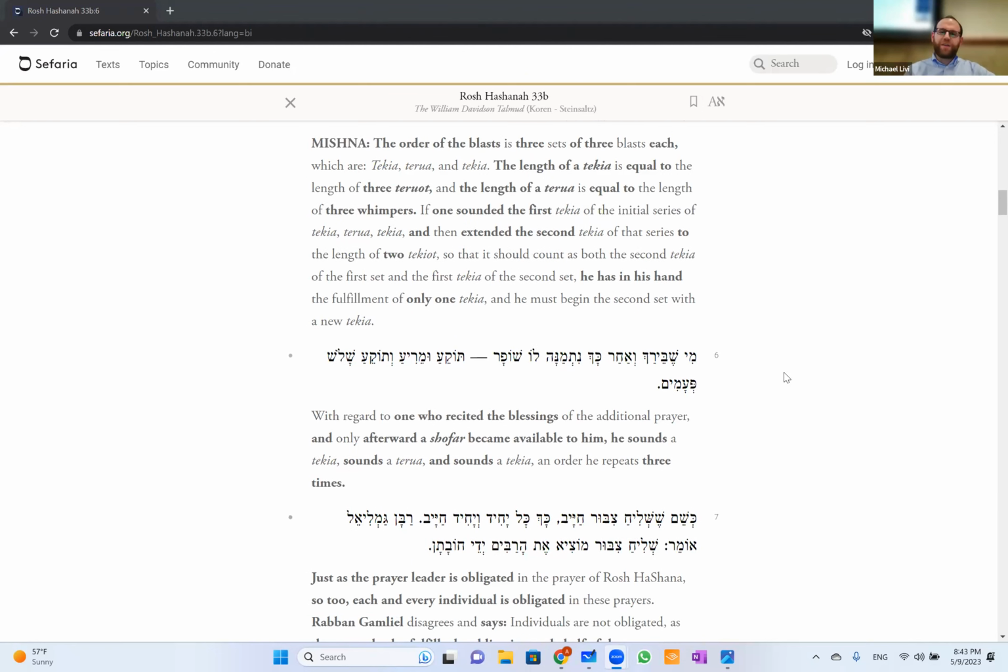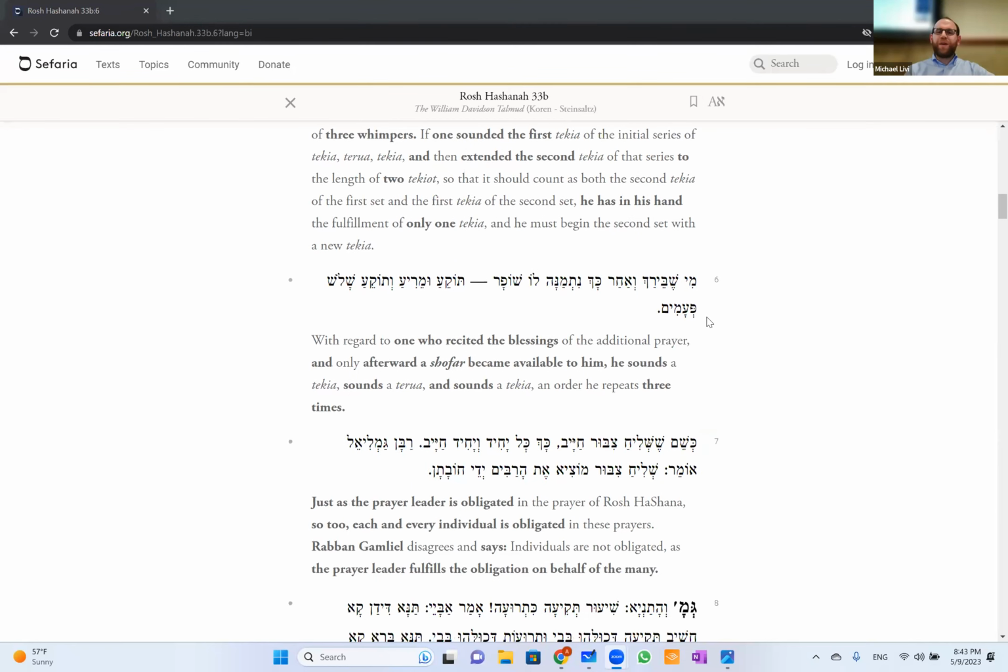Now, I think this is the 4th rule. Mi sheberach ve'achakach nintmana lo shofar. Let's say someone prayed Musaf. He didn't have a shofar. Then after the fact, the shofar showed up. The guy prayed in the morning. He didn't have a shofar. They prayed Musaf. They didn't have a shofar. 4 o'clock in the afternoon, all of a sudden, a Chabad guy comes and he says, oh, I had a shofar. So now he's going to blow a shofar. So the question is, what do you do?